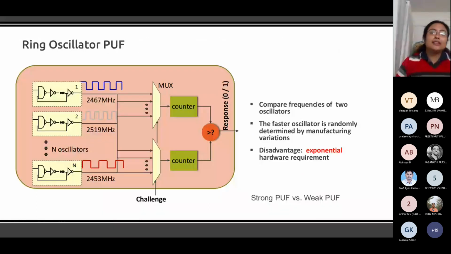Okay. Now there are other kinds of PUF also. So there is the ring oscillator PUF. What happens is that in a ring oscillator PUF we have an odd number of NOT gates, and the output of the NOT gate goes back as an input.